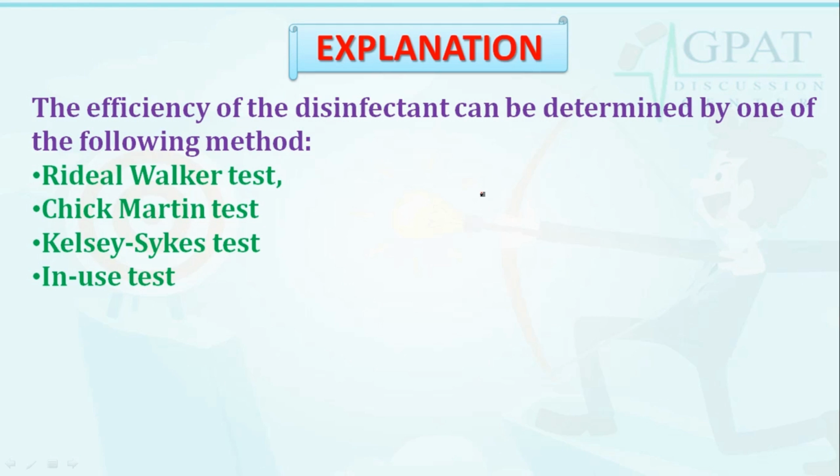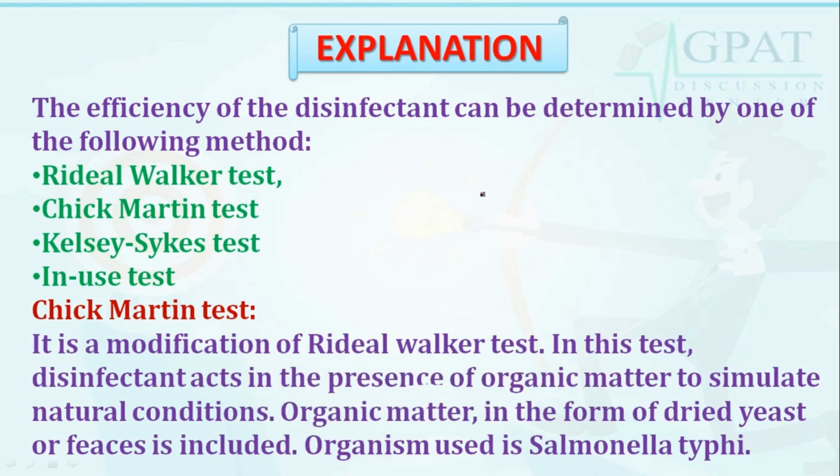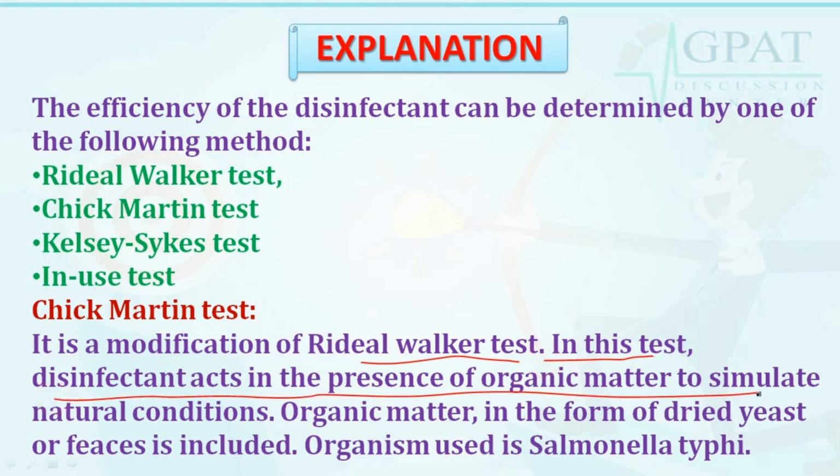The efficiency of the disinfectant can be determined by any one of the following methods: Rideal-Walker test, Chick-Martin test, Kelsey-Sykes test, in-use test. So what is the Chick-Martin test? Chick-Martin test is the modification of the Rideal-Walker test. In this test, the disinfectant acts in the presence of organic matter to simulate natural conditions. Organic matter in the form of dried yeast or feces is included. The organism used is Salmonella typhi.